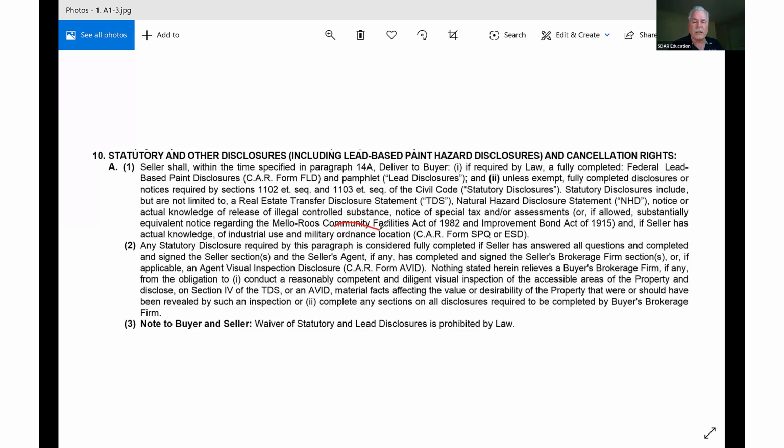Here's my ordinance, okay? And then we have two forms for that. One's my SPQ or my ESD. So my SPQ is my seller property questionnaire. And then my ESD is my exempt seller disclosure. So the ESD is only used in those situations where the seller is statutorily exempt from providing a TDS.